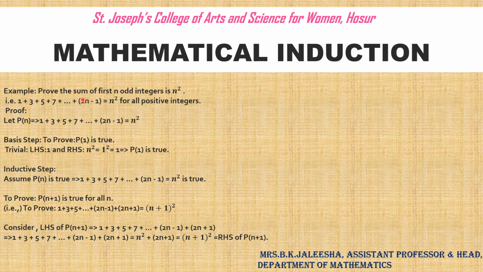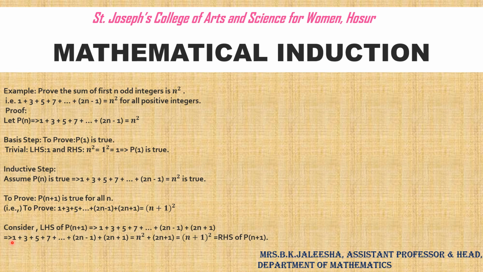Here is an example. We need to prove that the sum of the first n odd integers is n square. The sum of odd integers means 1 plus 3 plus 5 and so on. If 2n is the number, put n equal to 1 and you get 2; for n equal to 2, 2 into 2 is 4. So the 2n format represents an even number. But here we need the odd number set, so an odd number is 2n minus 1.